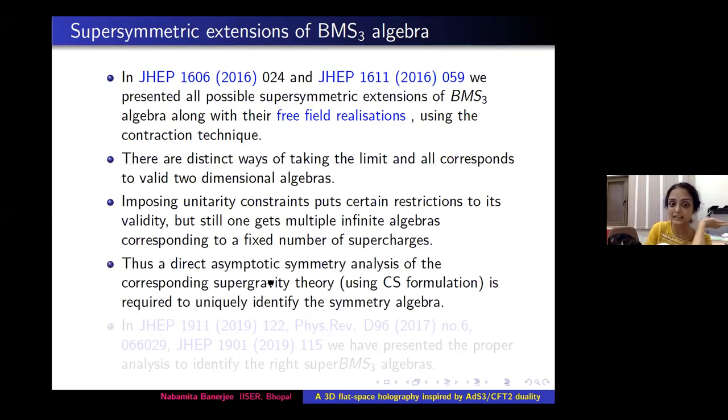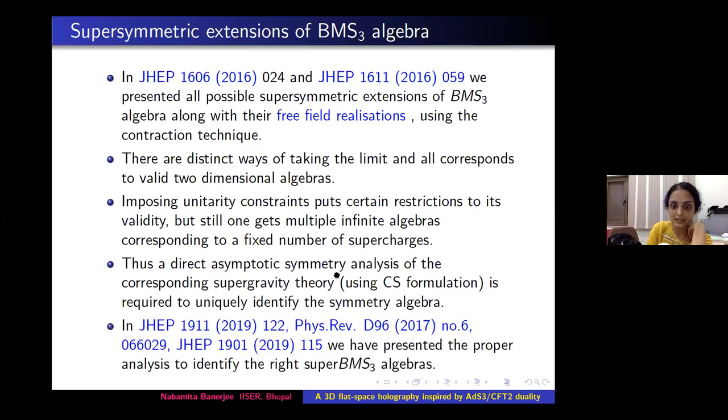And thus, a direct asymptotic symmetry analysis of the corresponding supergravity theory is required, because that tells you out of all these algebras that you have constructed, which one really corresponds to the asymptotic symmetry of your gravity theory. Okay, so that is why a direct computation is important. And what we found, in these papers, that's exactly what we did for the supersymmetric cases, is that only some of the algebras we had constructed can really be thought of as the asymptotic symmetry algebra of flat 3D gravities in presence of fermions, in presence of other matter fields. Okay. Any questions so far? If not, then let me go ahead.